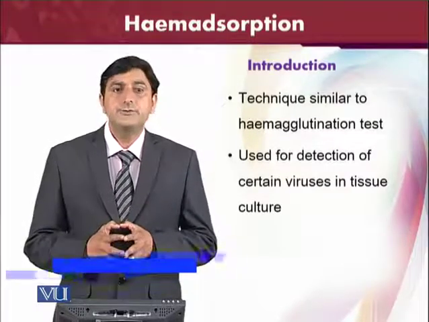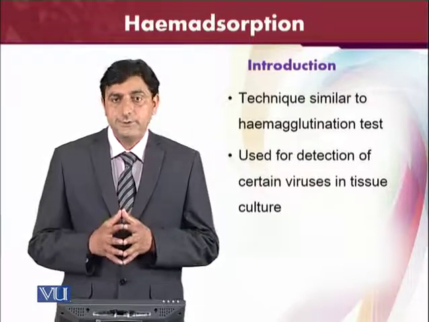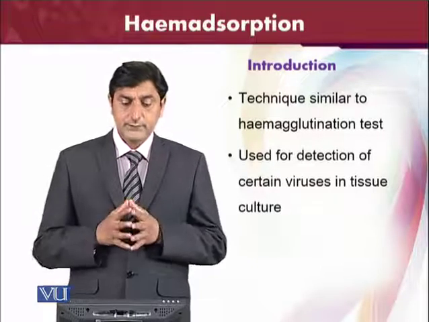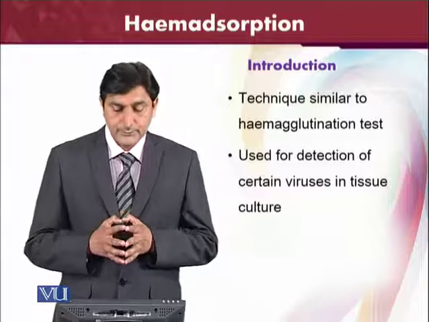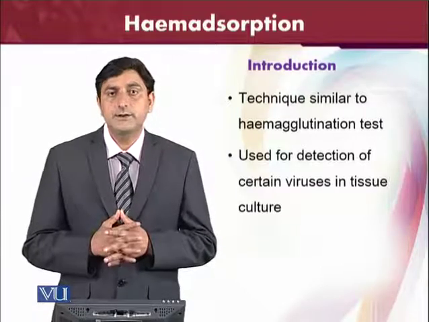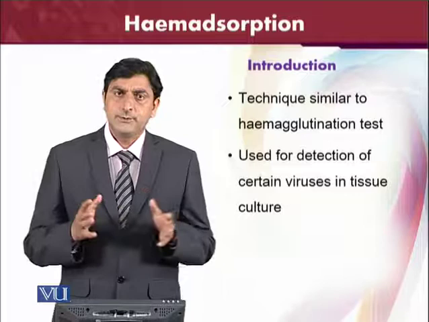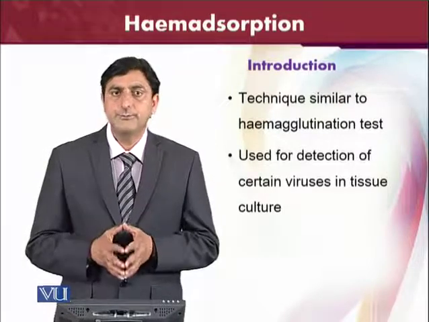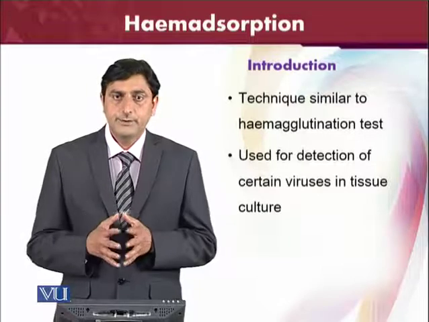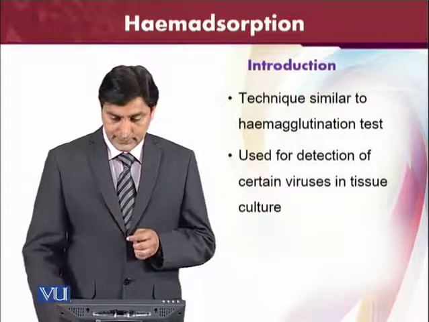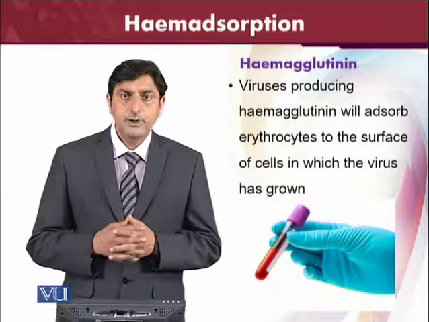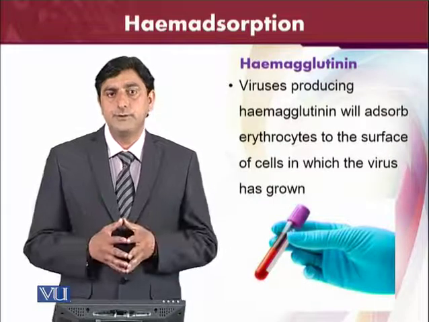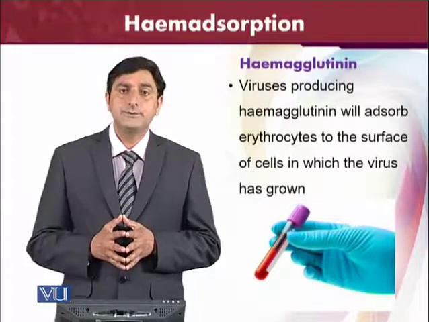The technique is just similar to the heme agglutination test, and similarly the heme absorption test is used for the detection of certain viruses in tissue culture. Similarly, just as there is the heme agglutination inhibition test, there is also the heme absorption inhibition test, which are based on the heme agglutinin. Its principle, why it is used and how it is performed, is based on the erythrocytes' ability.